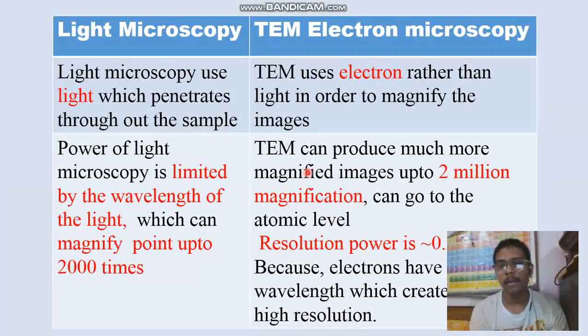TEM can produce a much more magnified image, up to 2 million times magnification, and can go to the subatomic level. The resolving power is approximately 0.1 nanometer because here you are using electrons. Electrons have a very small wavelength, which creates images of very high resolution.